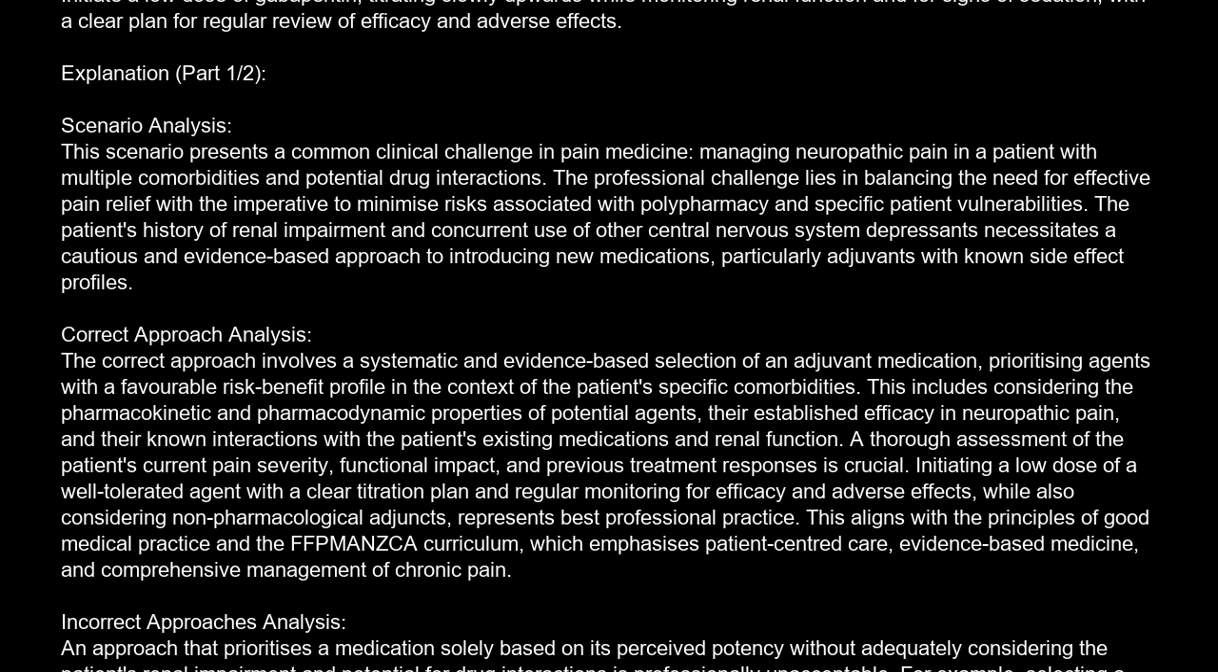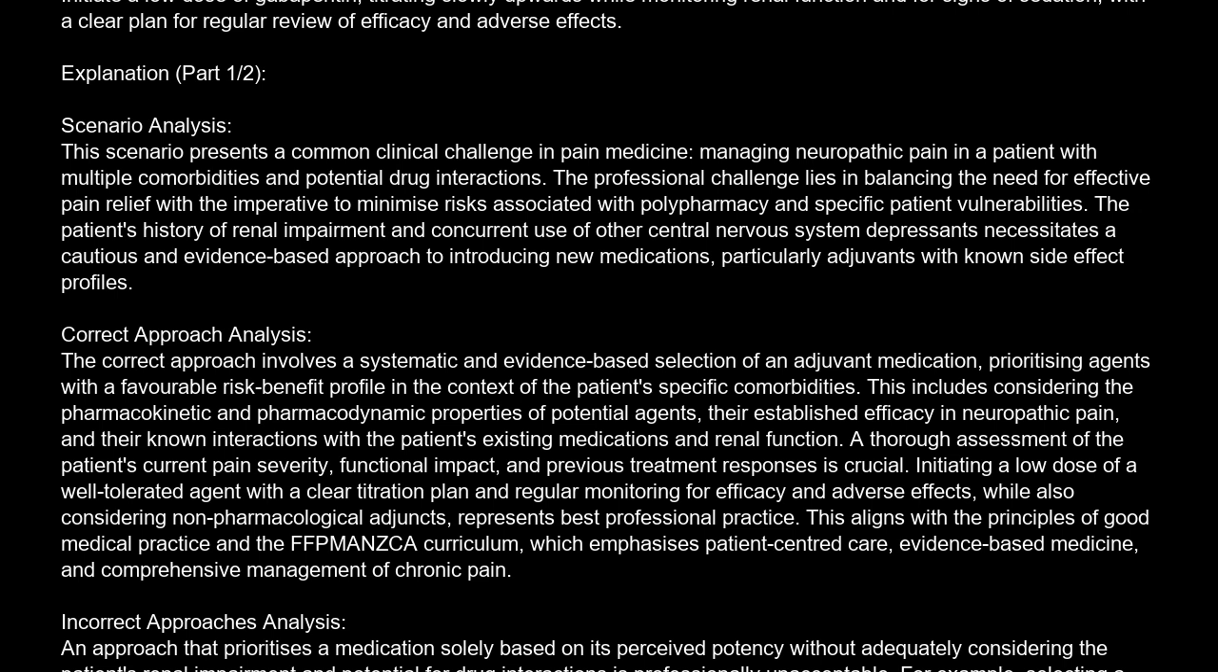Initiating a low dose of a well-tolerated agent with a clear titration plan and regular monitoring for efficacy and adverse effects, while also considering non-pharmacological adjuncts, represents best professional practice. This aligns with the principles of good medical practice and the FFP Manska curriculum, which emphasizes patient-centered care, evidence-based medicine, and comprehensive management of chronic pain.